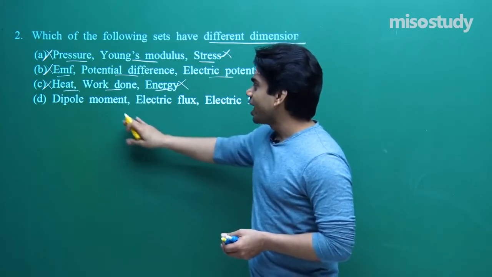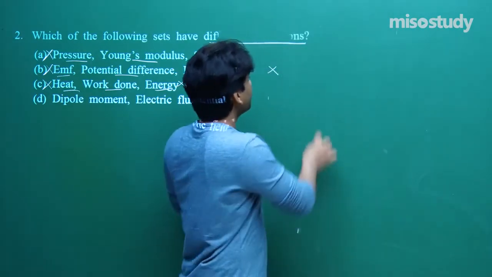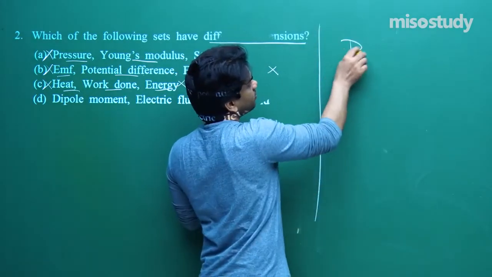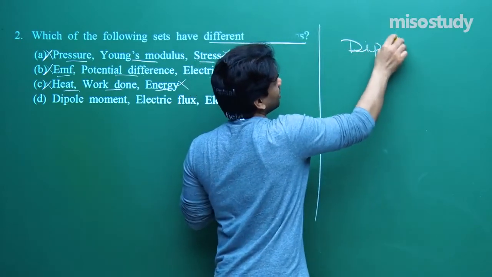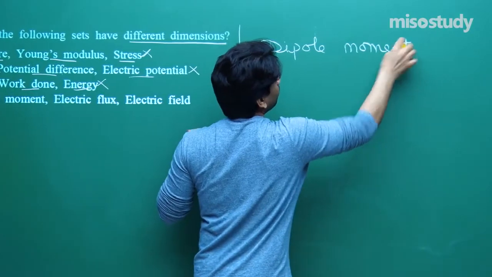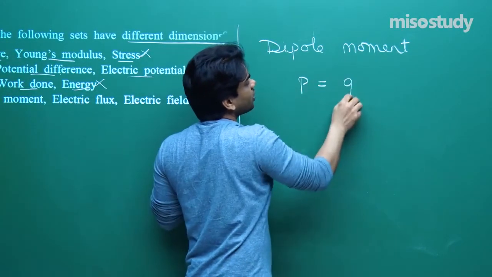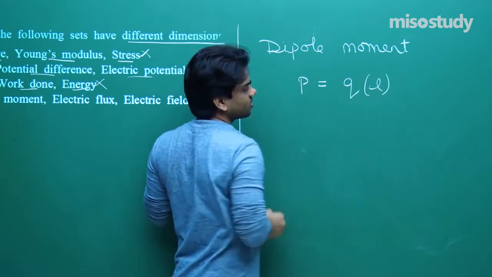Let's go to option D, dipole moment. Most of you will not be aware of this term. Need not worry, in class 12th when you study charges and electric field, you will come across this term dipole moment. It is actually the product of charge multiplied with distance.